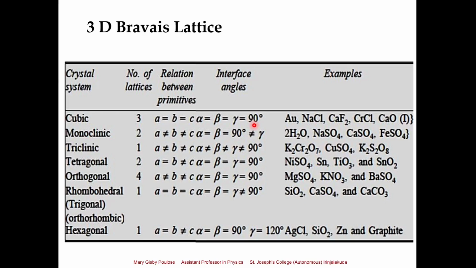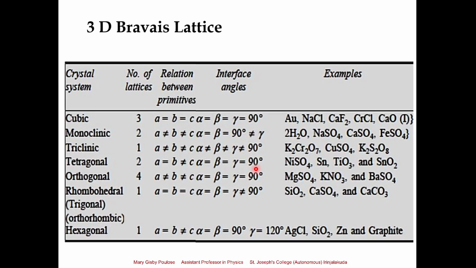Now, when we elongate this cube along one particular axis, we get the tetragonal system. That is, A equals B, but it is not equal to C, whereas alpha equals beta equals gamma equals 90 degrees. So a cube elongated along one axis represents a tetragonal system.